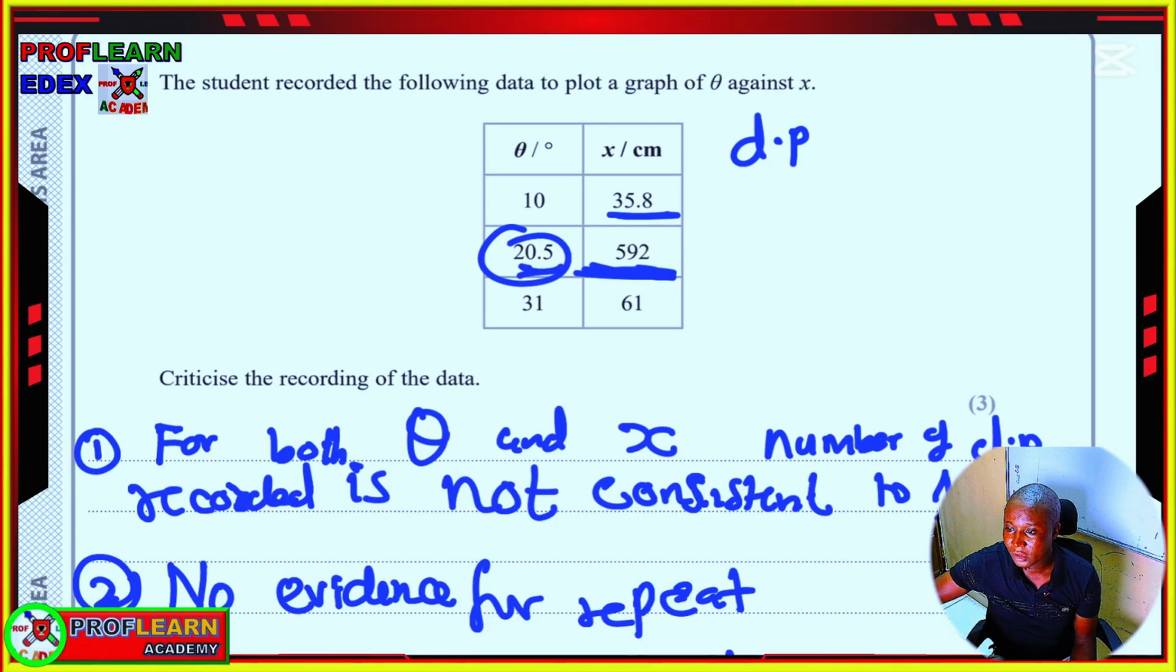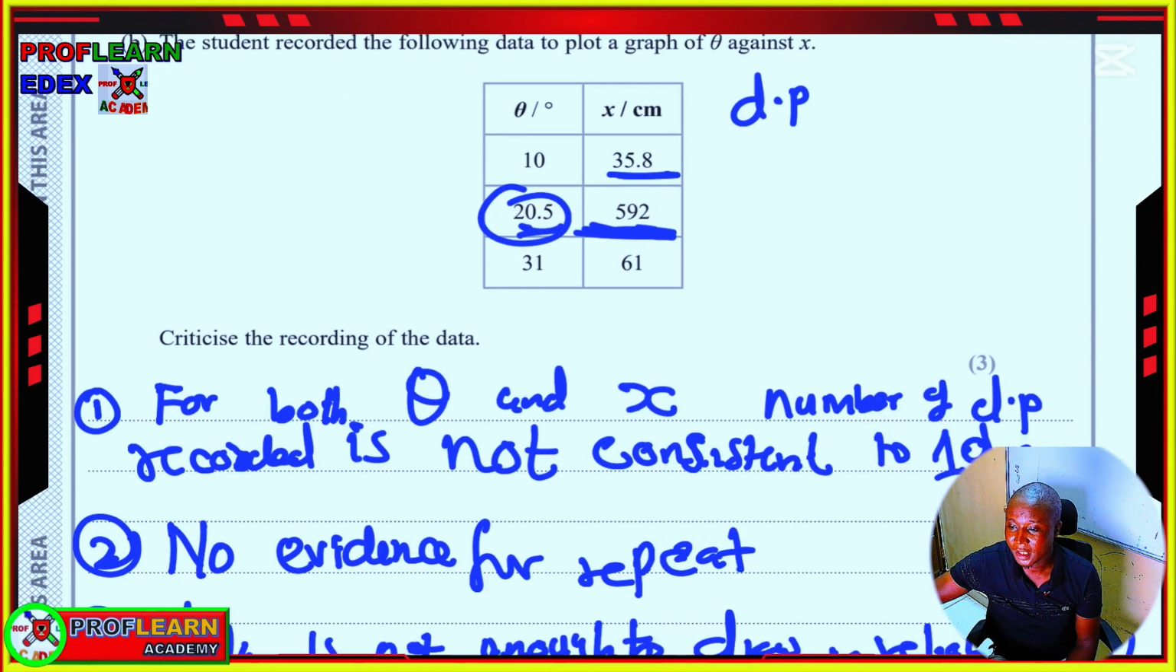But when you look at this question, there is no consistency in the number of decimal places. Here is one decimal place, here is one decimal place. So there's no consistency in the data recorded in terms of the number of decimal places. You can also criticize by noting there's no evidence of repeats here.